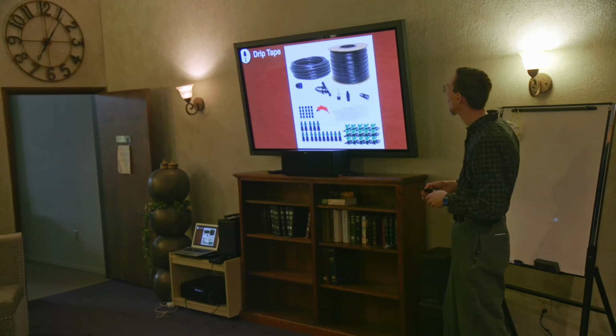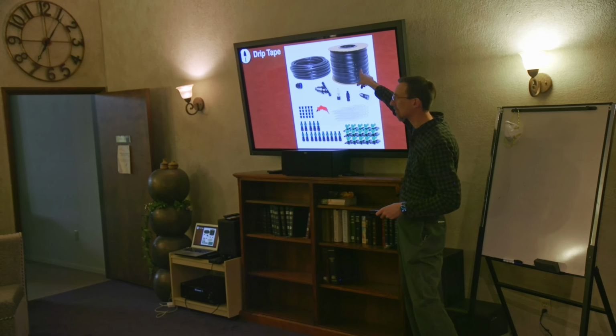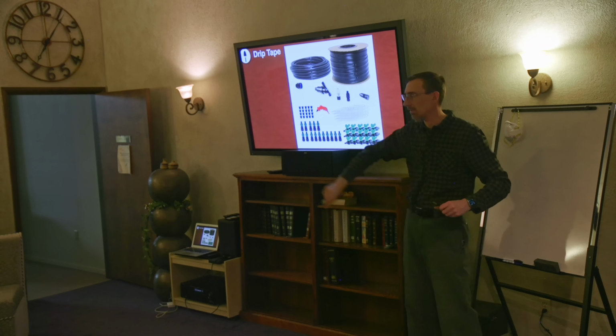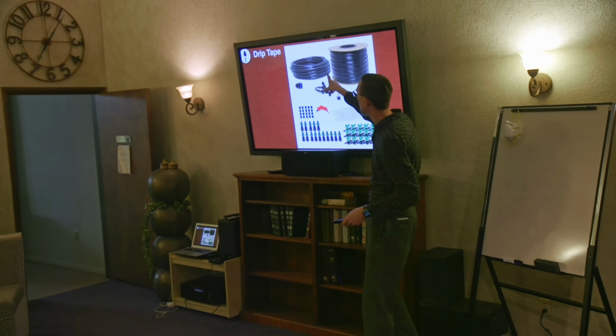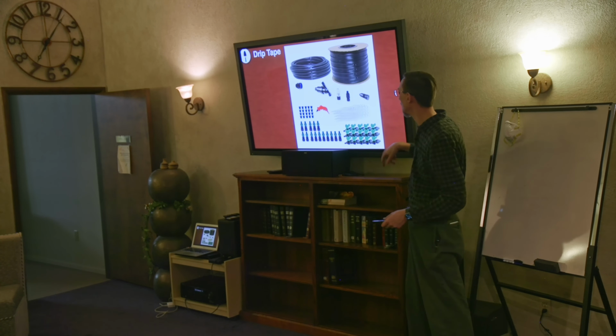It has little water emitters every so often, like 6 to 12 inches. And so you run that along your plants in your bed there. And then you'd use poly pipe too. This is kind of a kit, everything that you'd get in there.